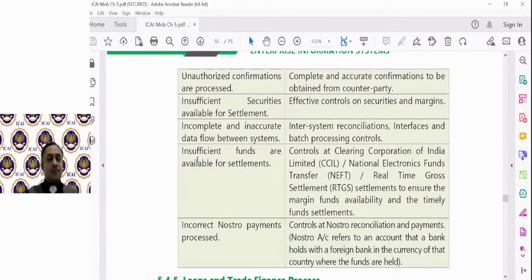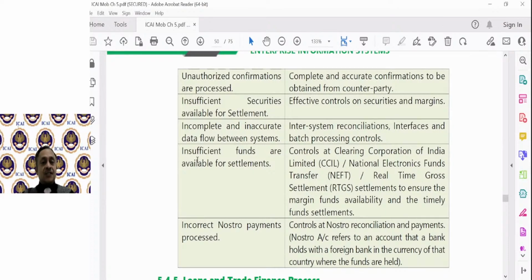Unauthorized confirmations are processed. So ensure that complete, accurate confirmations are obtained from the counterparty. Please understand, each of these lines is a discussion worth 2 hours, 4 hours. I've told you it is very, very material. The impact is going to be huge. So do carry this.